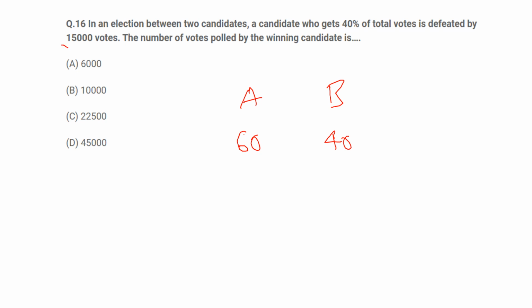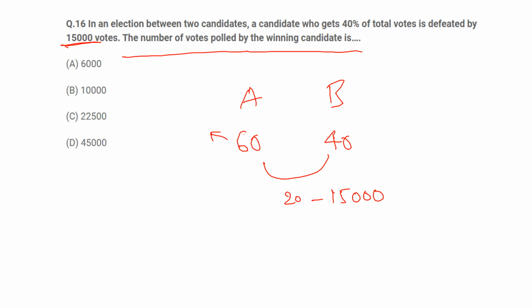Defeated by, you can see here, defeated by 15,000 votes. Defeated by means difference. What is the difference here? 20%. They are giving a 20% value, which is 15,000. So the number of votes polled by the winning candidate. Winning candidate means A. A got how much percent? 60%, right? 20% is 15,000. What is 60%? Already you are well aware, right? 15 into 3 is 45. 45,000. That's it. Just a single step answer only, right?